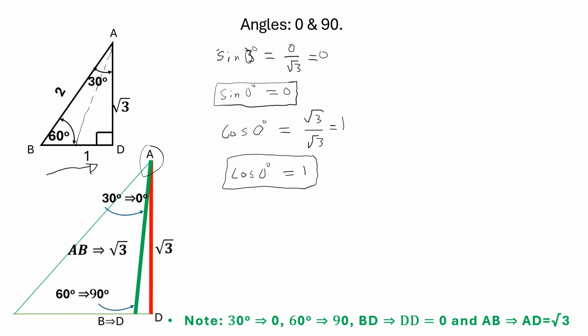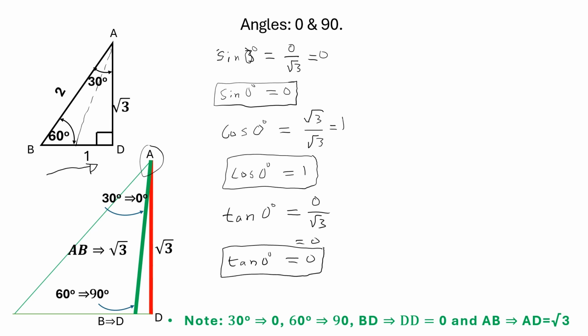Again, tan 0 will give us opposite over adjacent. Opposite is 0, adjacent is root of 3. And so tan 0 is 0. Tan of 0 degrees equals 0.